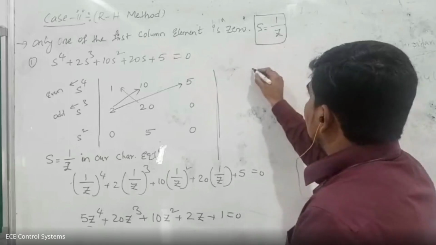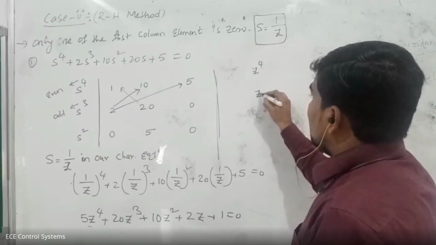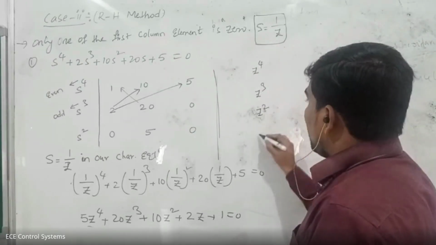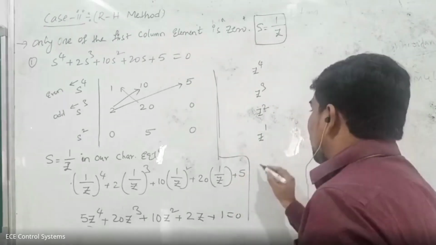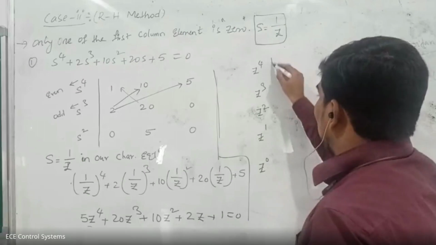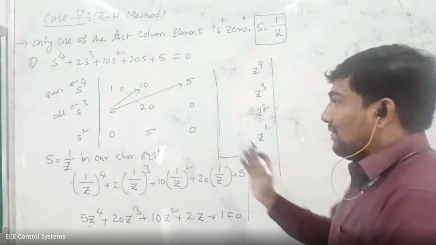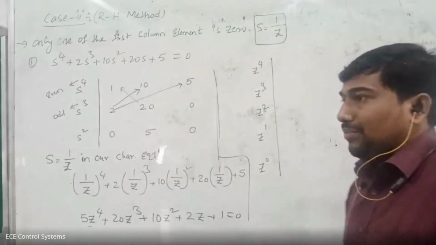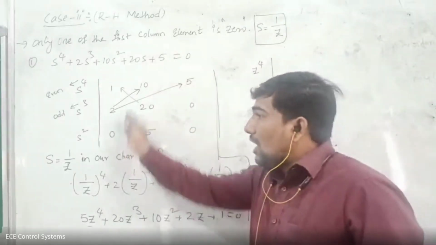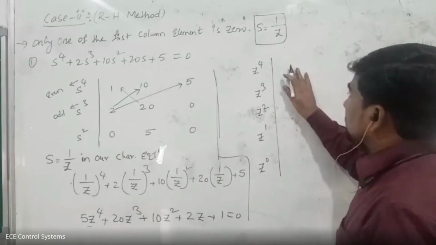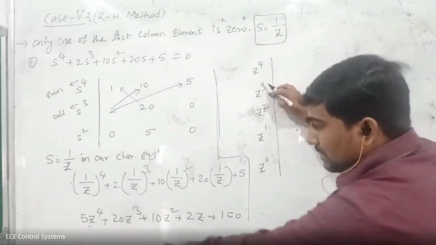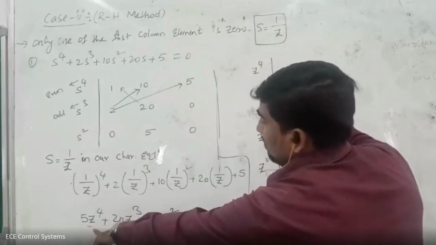The highest power is z power 4, then z power 3, z square, z power 1, and the last one z power 0. You have to take the new array after completion of the previous one. If any one of the column elements is 0, only one element is 0. Next, this is an even number, this is an odd number. From this equation, what is the power of z power 4?